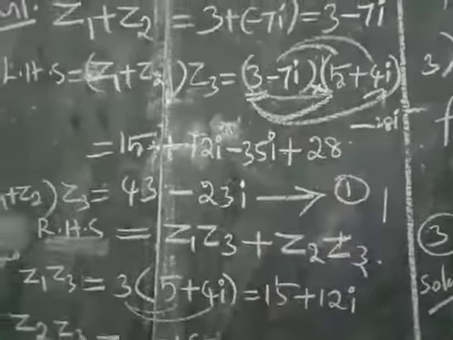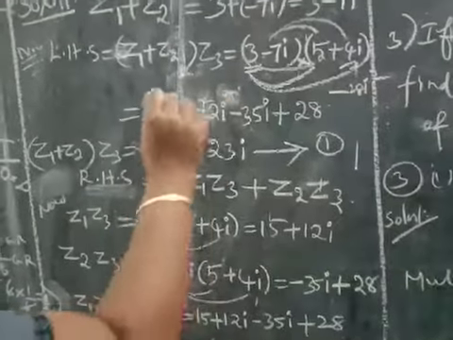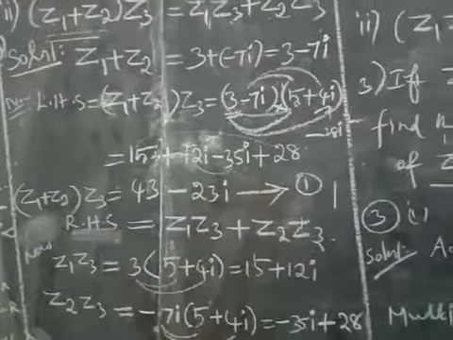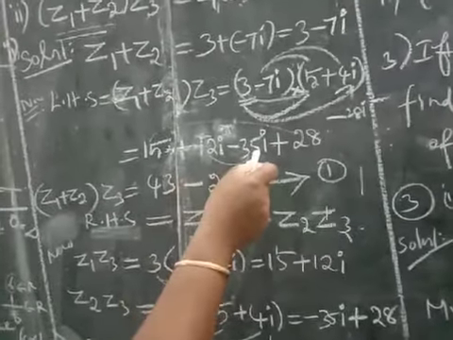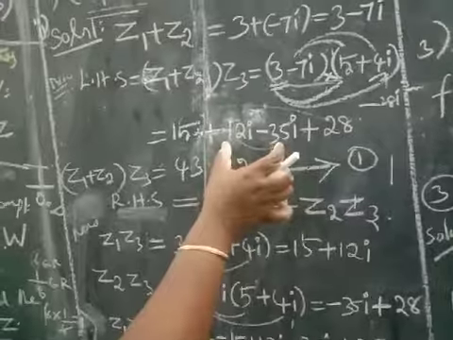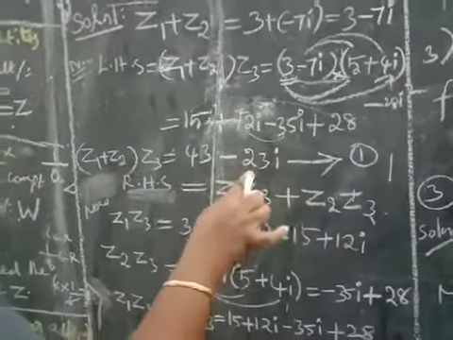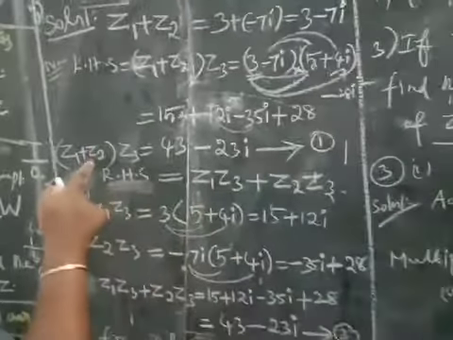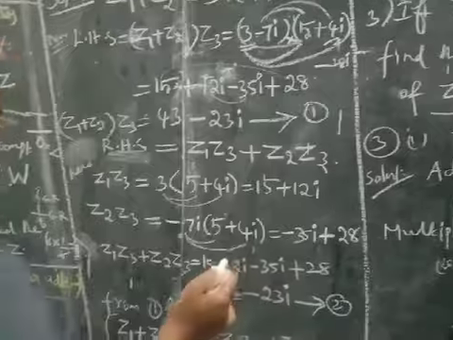So 28. Now this is addition. Just add real numbers and add imaginary numbers. 15 plus 28 is 43, and plus 12i minus 35i. These have different signs, so put the sign of the greater number and subtract: 35 minus 12 is 23i. So LHS is 43 minus 23i. Consider this as equation 1.